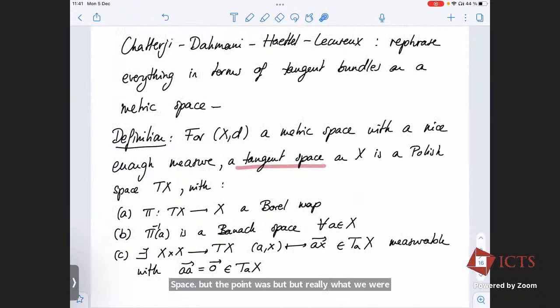So here's the notion of tangent space on any metric space. I have a nice enough measure, and I want a Polish space Tx with a Borel map. And I want the fiber to be a Banach space, and I want a measurable map that assigns to two points a vector pointing towards one of the two points. So that's not very enlightening.